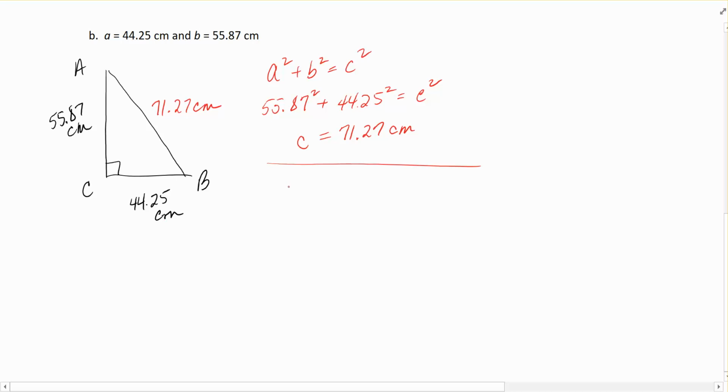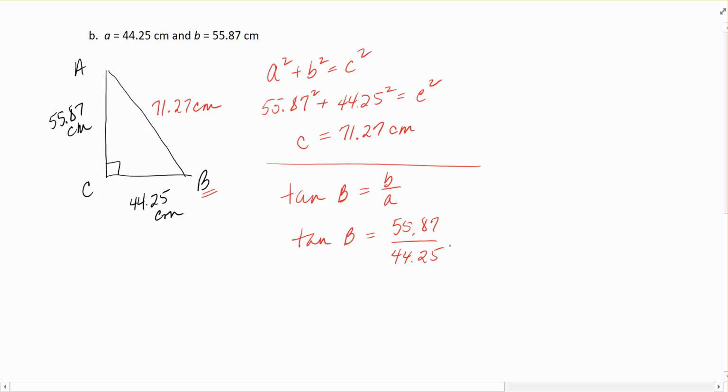So let's take the tangent of angle B. If I'm looking at angle B down here, we're going to be looking at little b, or side B, over side A in that ratio. So the tangent of angle B, which is what I'm solving for, has to be equal then to 55.87 divided by 44.25. Now it's the angle that I'm actually looking for.